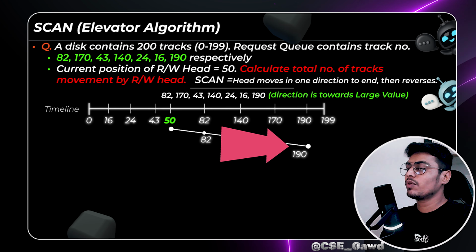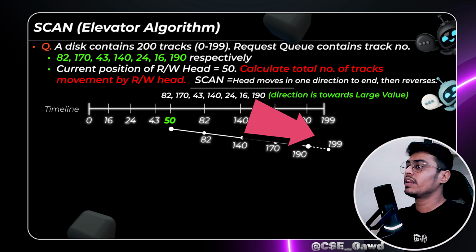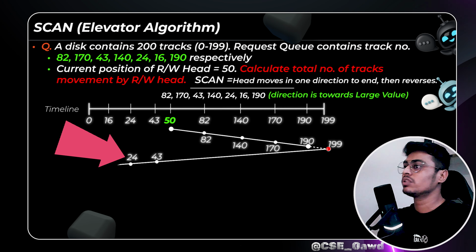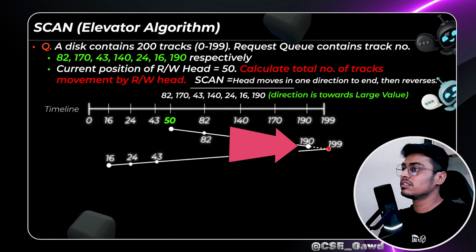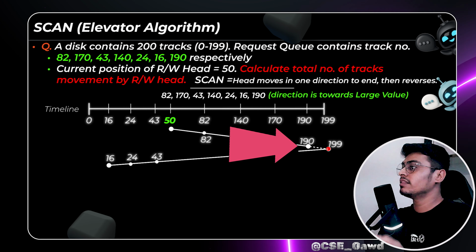So it is our last request, but we have to go to the end of the disk, 199. So we will go to 199 and then from 199 to 43, then 24, then 16. In the SCAN algorithm, the key point is that even though our last request in the upward direction is 190, we still go to 199, the end of the disk.